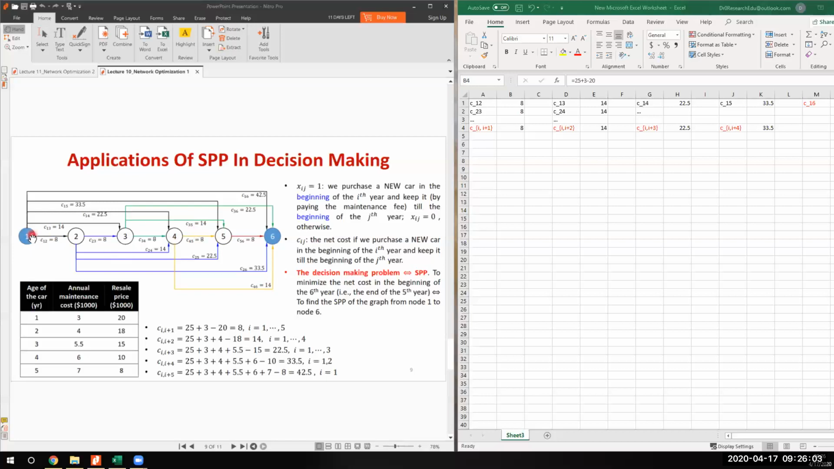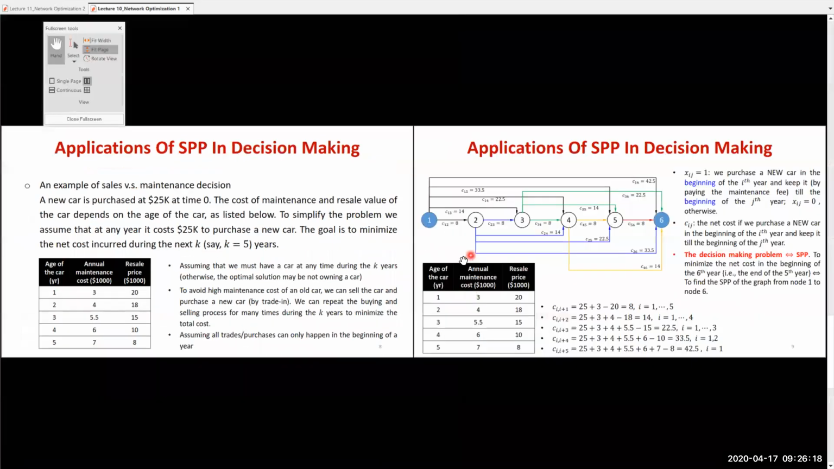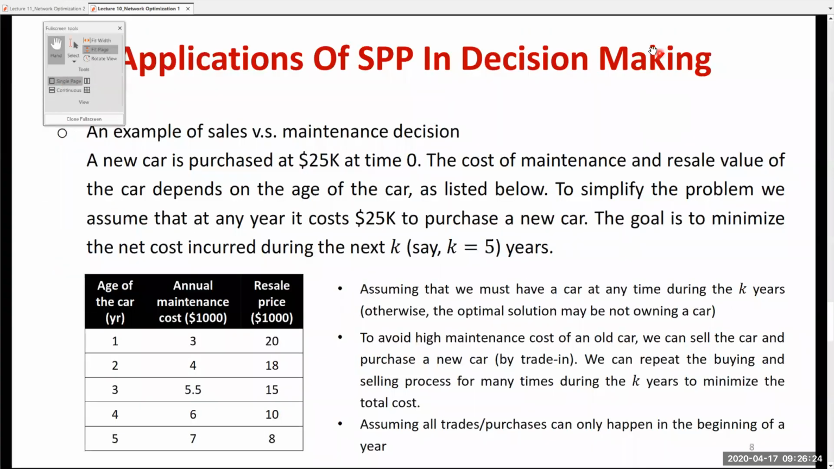Then yes, the best way is 1, 2, 3, 3 to 5, and 5 to 6. So in this case, your total cost will be 36. And indeed, this is the shortest path to solve this problem. Okay, so here we've seen an example of using the shortest path to do business strategy. Any questions here?